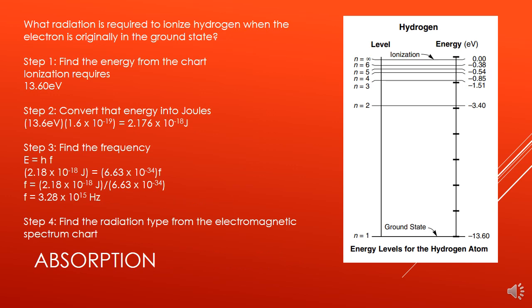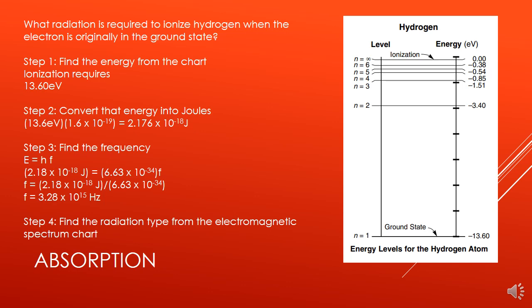So let's look at another problem here. What radiation is required to ionize hydrogen when the electron is originally in the ground state? So in other words, the electron's at n equals 1. That has 13.6 electron volts associated with it. And energy is going to come in and excite that electron all the way up to n equals infinity. So step 1, find the energy from the chart that ionization requires. So if it's going from 13.6 and at the top it says 0, that changes 13.6 electron volts.